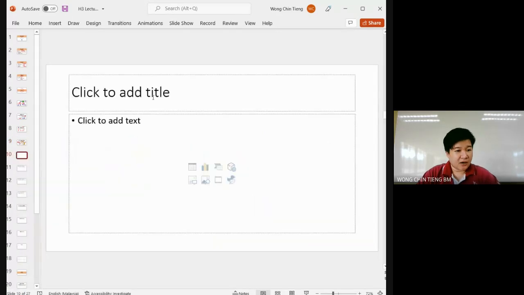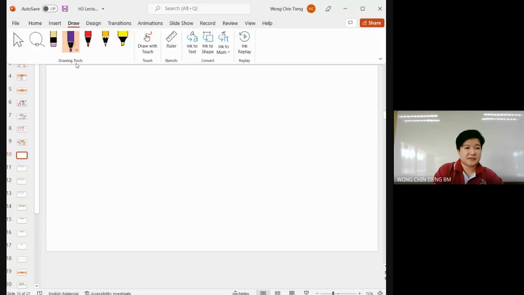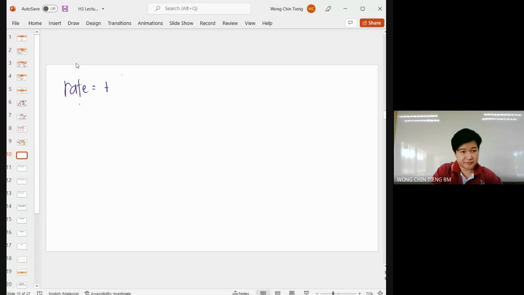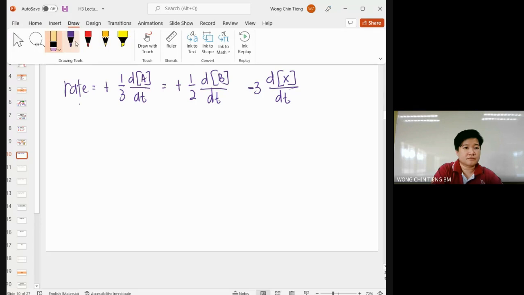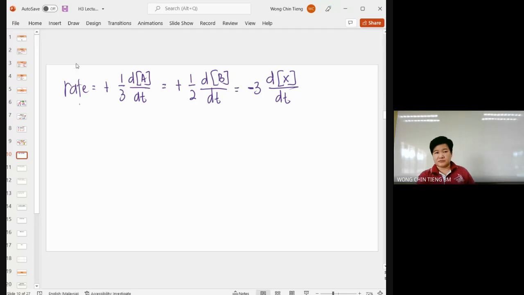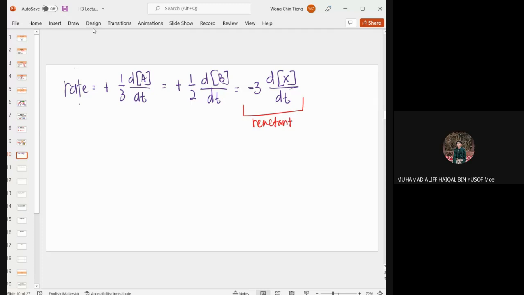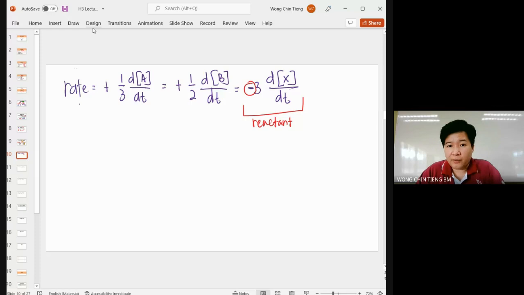Okay. Alright, let's see how much you have prepared for today's class. If I have a differential rate equation like this. Okay, take a quick look. Dah. My question, siapa reactant? Yes. X is reactant. Kenapa X adalah reactant? Because negative, so it is decreasing. Kurang. Sebab dia negatif. Thank you. Alright, dia adalah reactant sebab dia negatif.